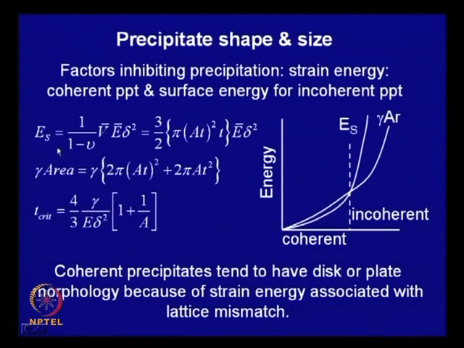If you look at that, how do you calculate the strain energy? Strain energy will be proportional to the volume of the precipitate, the modulus, and the lattice mismatch. Delta represents lattice mismatch, and nu is the Poisson ratio, which is usually around 0.3. So, we can make some approximate calculation.